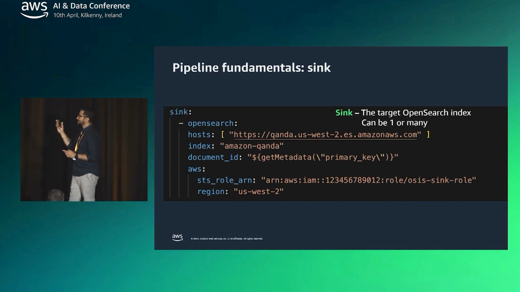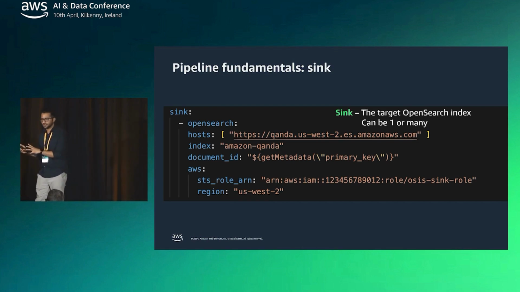And one of the key things over here is the document ID. Now, this is the unique identifier of the data in OpenSearch. And over here, the example uses a primary key, which is basically the partition key and the sort key of DynamoDB, so that you uniquely identify each and every record, right?